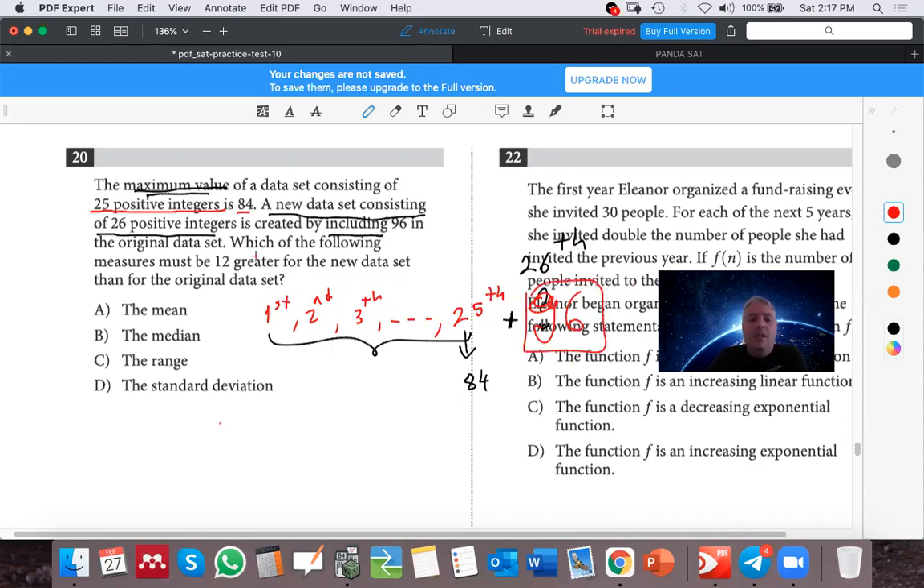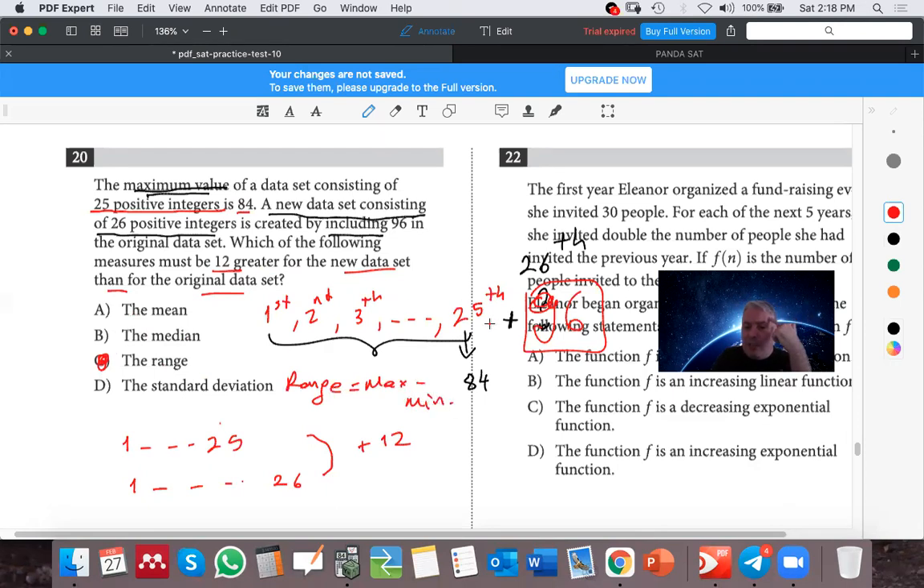Okay, good. Which of the following measures must be 12 greater for the new data set than the original data set? I mean, there were from 1 to 25. Now from 1 to 26. What is changing here as positive 12? 12 greater than means what is changing? The mean, I don't know. The median, I don't know. The range, yes. Why yes? What does the range mean? Range means maximum number minus minimum number.